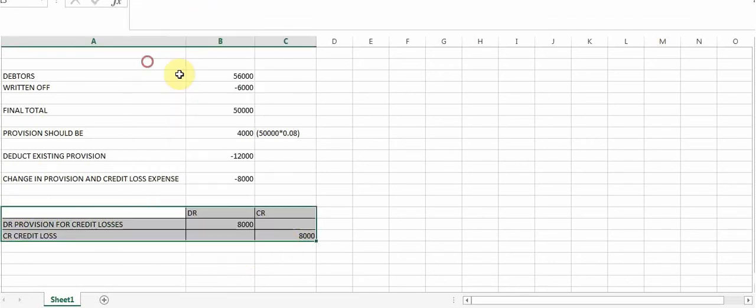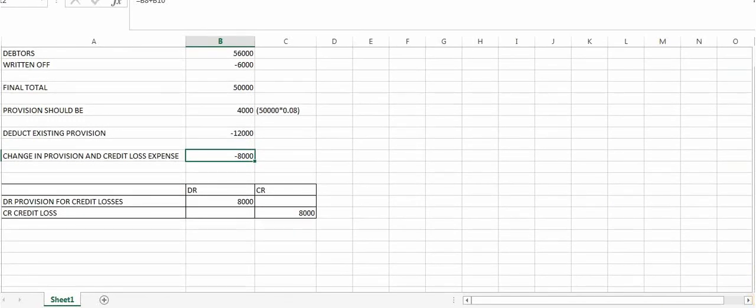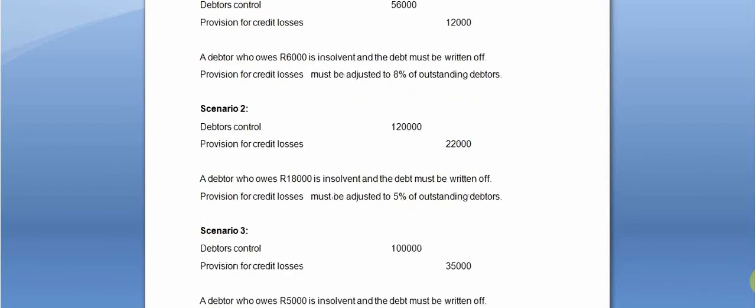So if you were to do your profit and loss statement, you would simply deduct 8,000 Rand from your credit loss expense that you already have. Right, that's scenario number 1. How about scenario number 2? In scenario number 2, again, they give you debtors control of 12,000, a provision of 22,000.